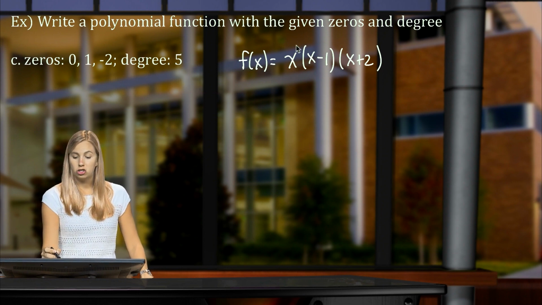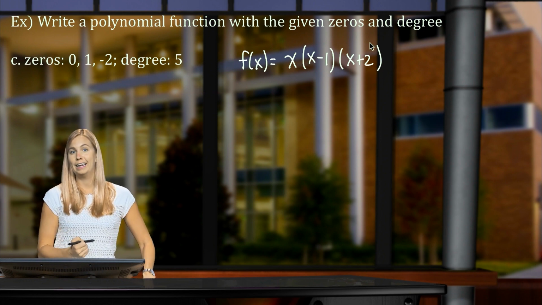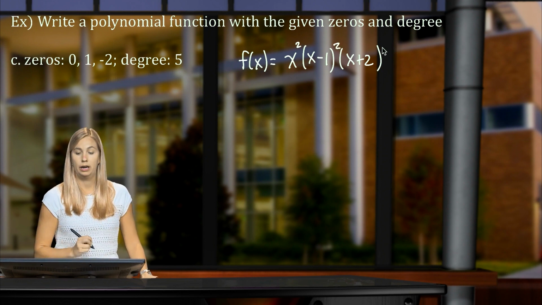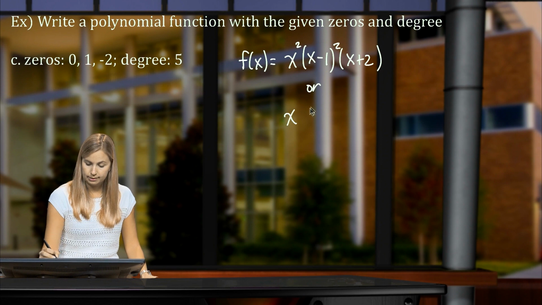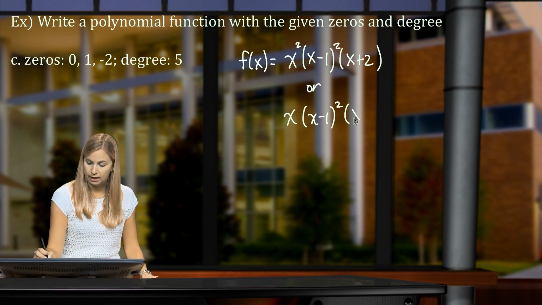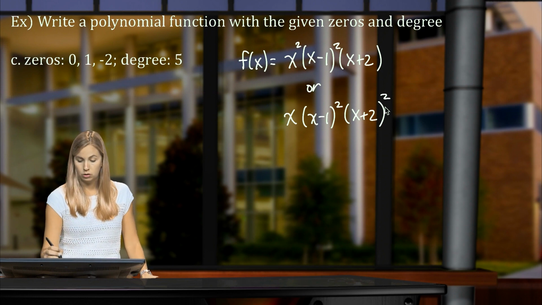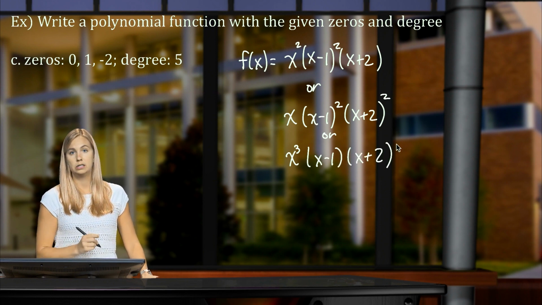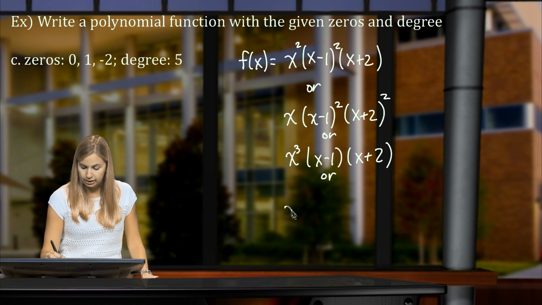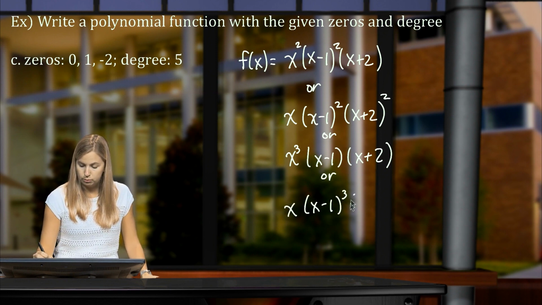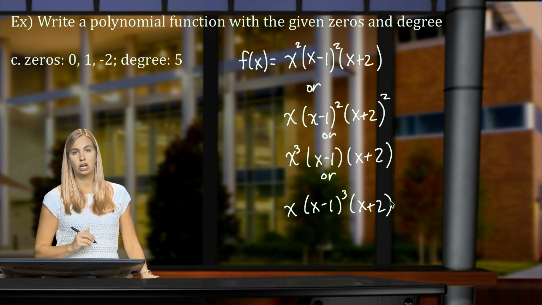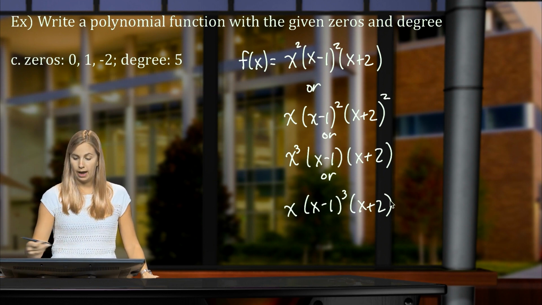That means that I can change the values of these exponents so that I end up getting a sum of 5. So we could make this a 2 and a 2 and a 1, so there's 5. Or we could have x times x minus 1 squared times x plus 2 squared. Or we could have x cubed times x minus 1 times x plus 2. 3 plus 1 is 5. We could change that. We have x times x minus 1 cubed times x plus 2. And you can see that all I'm doing is changing the combination of those exponents to ensure that I have a sum of 5.